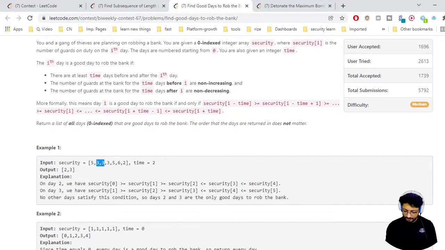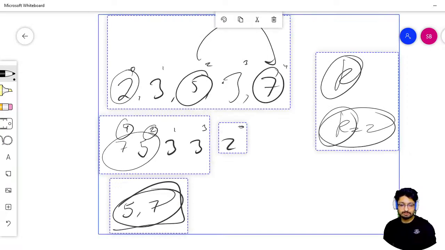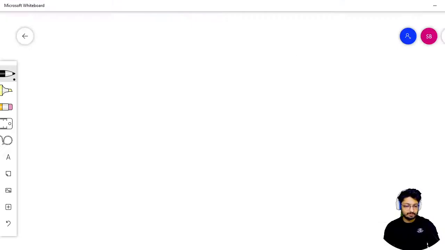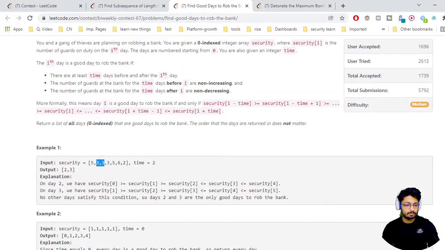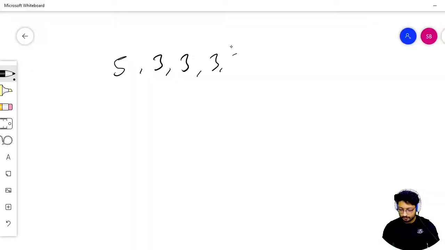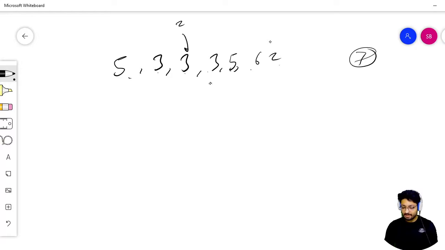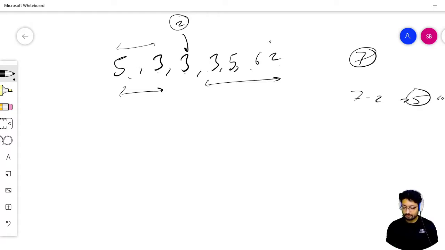So let's say I have some numbers. Let's take a similar example: 5, 3, 3, 5, 3, 3, and then again 3, 5, and then 6, 2. Say I'm on this index, index 2. The total length is 7. So I know how many numbers are before this index, which is 2, and after it, which is 7 minus 2, that is 5, minus 1. You just have to take that.